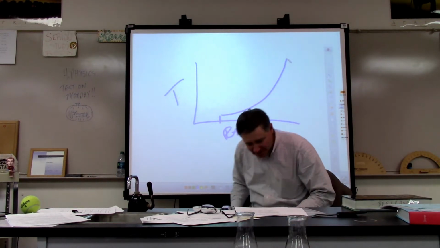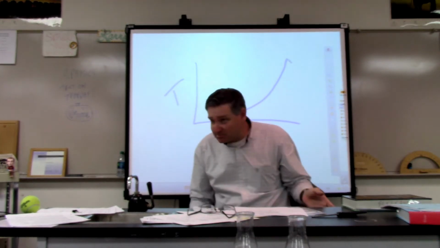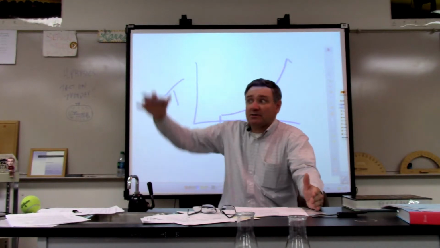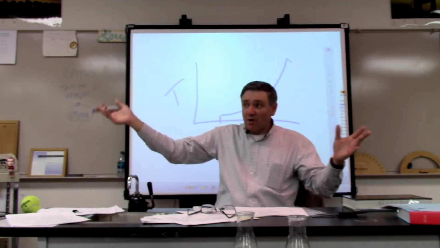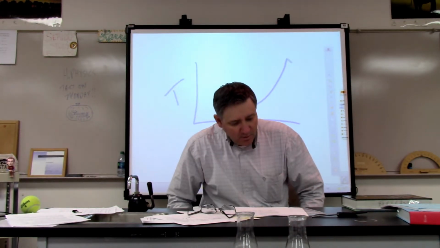Which happens with our planets around our sun. Mercury has the smallest orbital period. Pluto has the longest. The farther out you are, the longer it takes to go around. Cool with that?